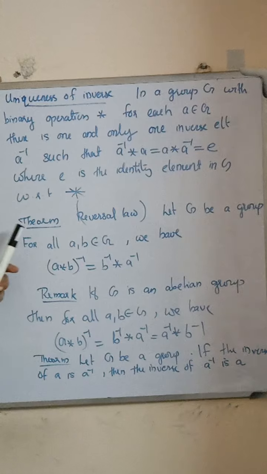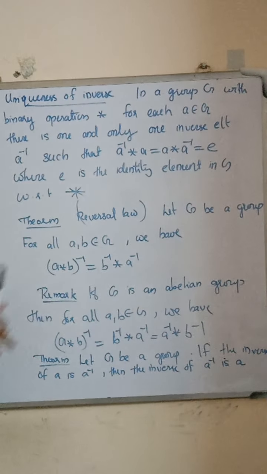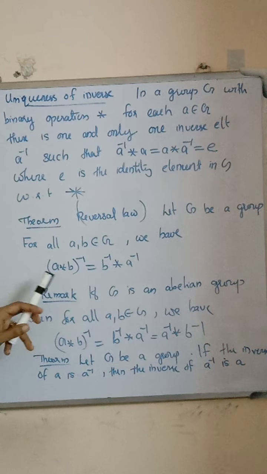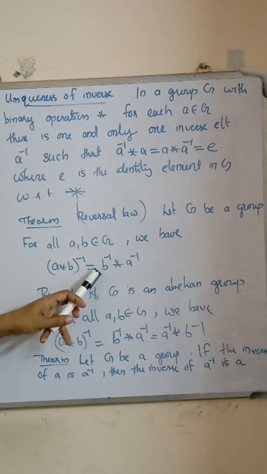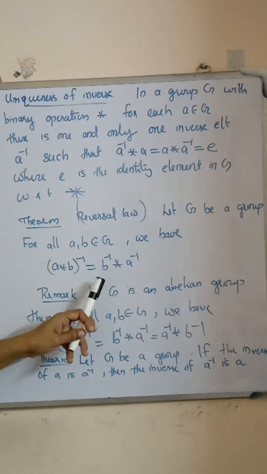Next theorem, a reversal law. Let G be a group. For all A, B in G, we have (A star B) whole inverse equals B inverse star A inverse. In the group G, (A star B) whole inverse is calculated by B inverse star A inverse, not A inverse star B inverse, in case of a group.